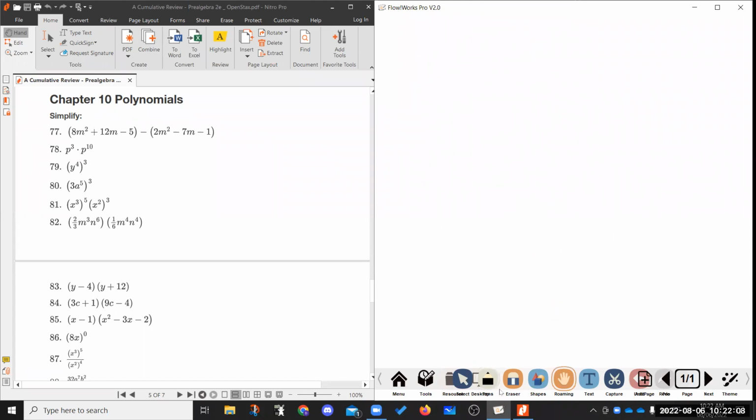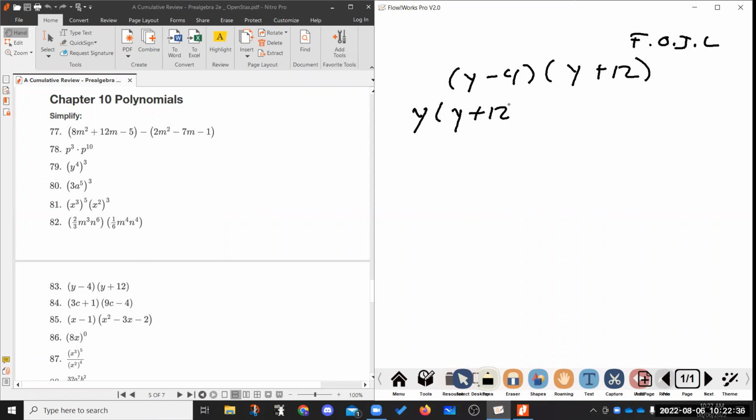Number 83 asks us to multiply two binomials, y minus 4 times y plus 12. You may know the acronym FOIL, which tells us to multiply the first, outside, inside, and last, but I'm going to show you how to do this so that when we get to 85, it'll make sense. This is a y times the y plus 12, and a negative 4 times the y plus 12.